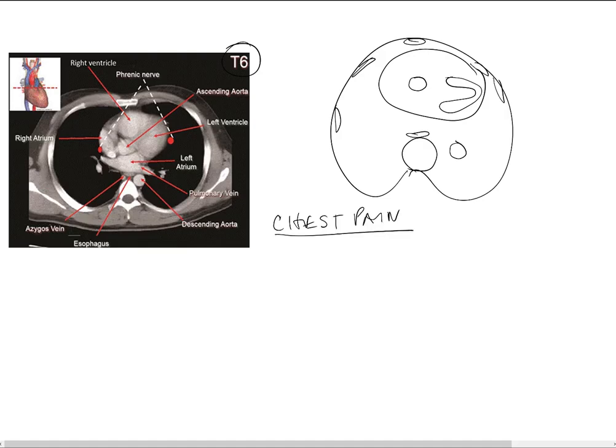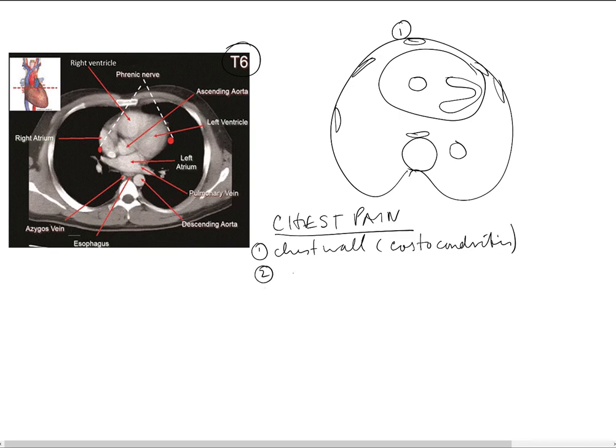So the first part of the differential diagnosis of chest pain is up here, which is going to be my chest wall. And a really good way of thinking about the chest wall is going to be costochondritis. The cartilage that joins the ribs to the sternum is a weak point, and anytime you do heavy lifting or heavy exercise, that weak cartilage can undergo stress, inflammation, and hurt.